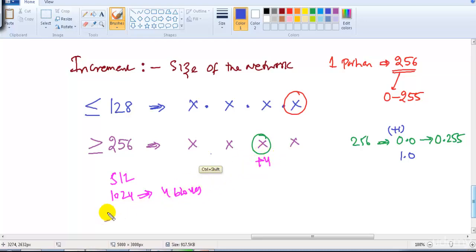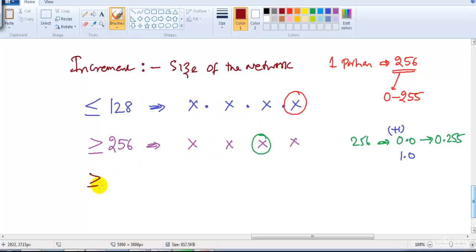And if you have a network size of 2048, it will be 8 blocks. Like that it will go on, +8. If your network size is 4096, it will be 16 blocks, +16, something like that. So whenever your network size is greater than or equal to 256, we always increment in this portion.